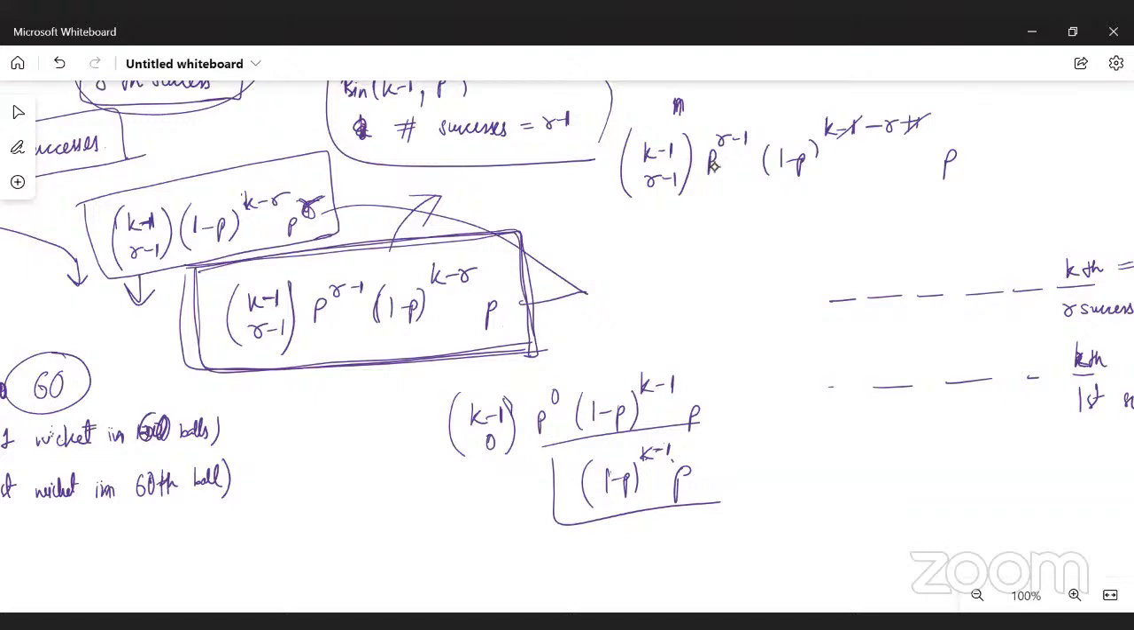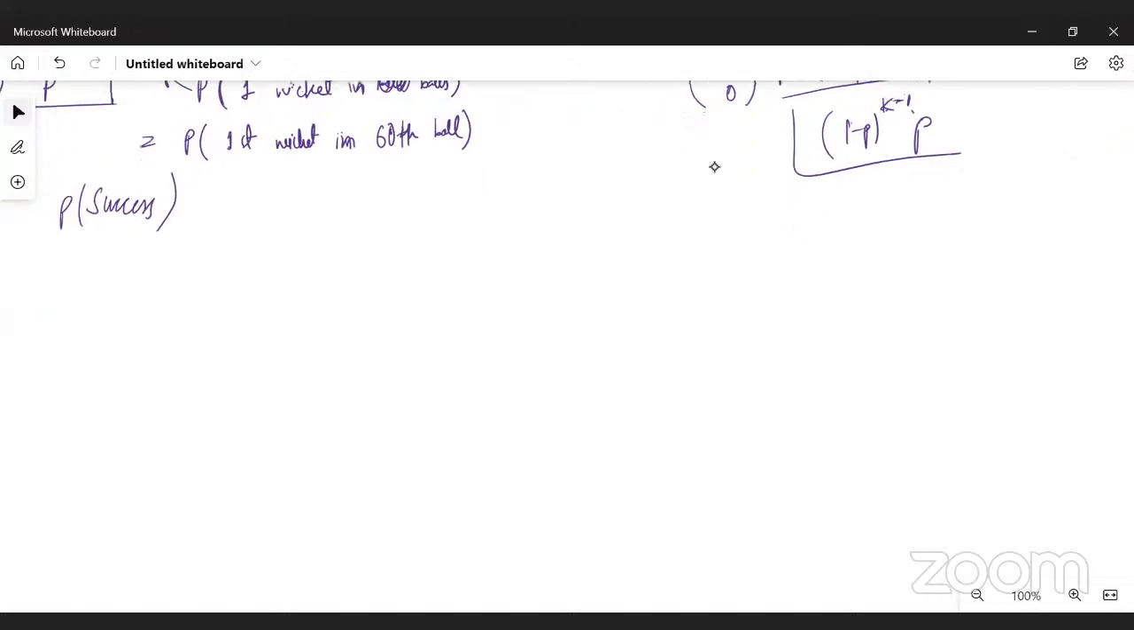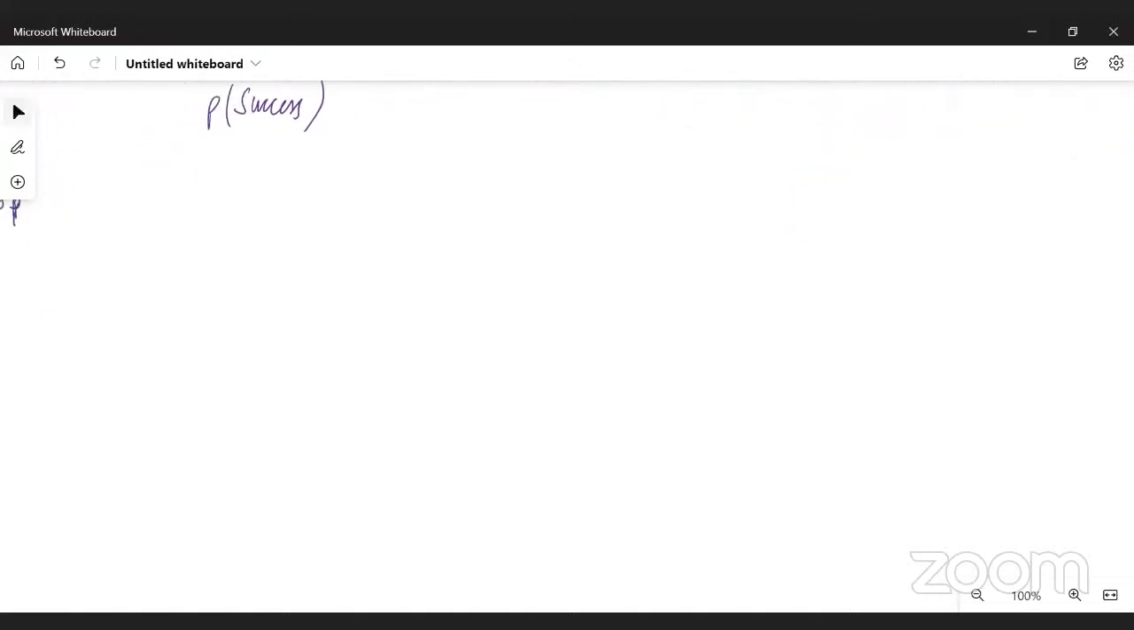Please move forward, ma'am. Yeah, so we can also look at one or two problems on geometric and negative binomial. Yes, ma'am. I will take an example from the activity questions. Are we discussing the Poisson distribution? Yes, after this it is the Poisson distribution. Okay.